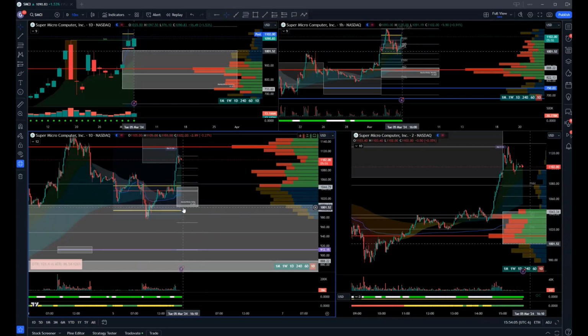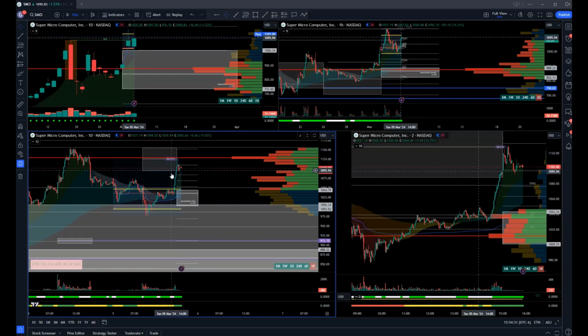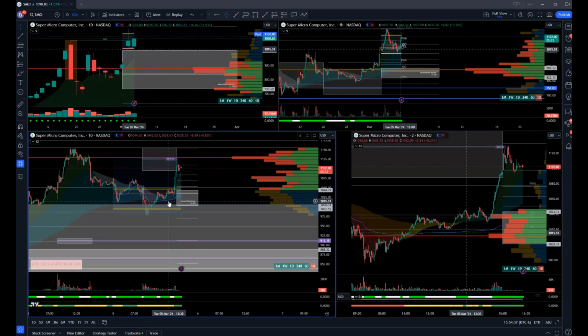If SMCI is to start looking to the downside, you'd want to see it well under 1,000. You still have support up here. You could chop around here for a little while, but if this thing's going to drop, it's got to start by breaking 1,000 and then not being able to regain that level. So it's still looking very strong. Am I messing around with it? Not too much. I think it's at this point kind of known in the universe.